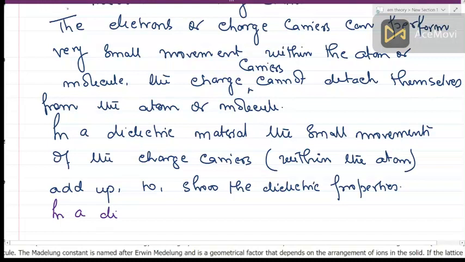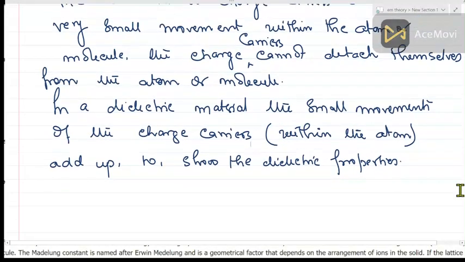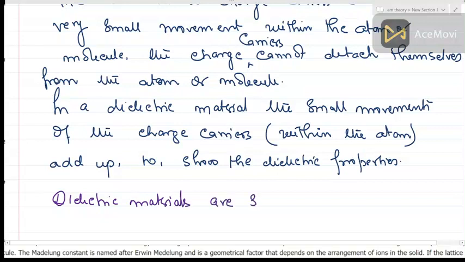So if you are required to describe or define a dielectric material in a very brief manner, you can say that a dielectric is a kind of insulator where the charge carriers can perform very small movements within the atom. They cannot detach themselves from the atom or molecule, but still they can perform very small movements.